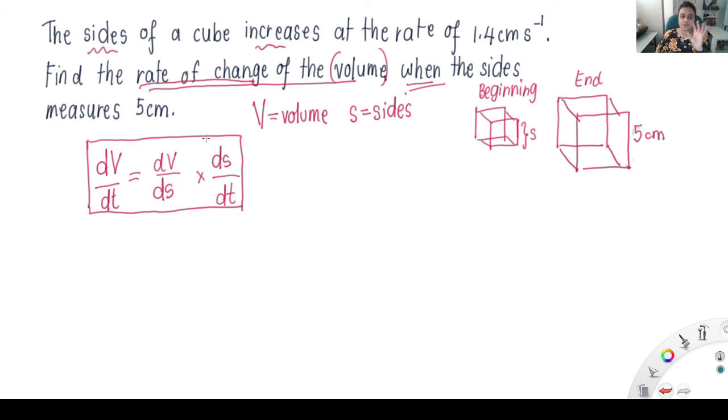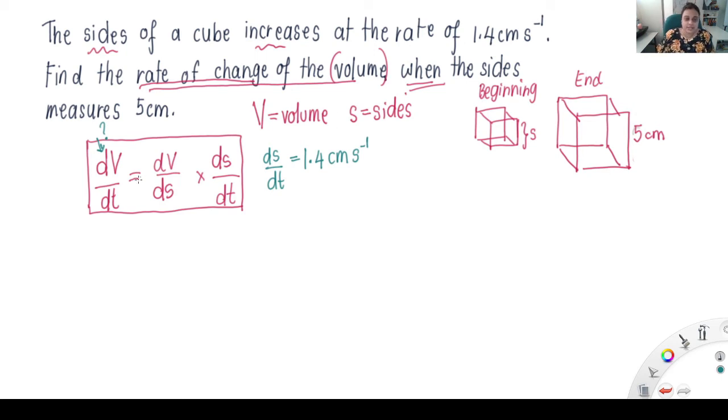Let's check what we already have for the formula, because we're supposed to find this one. So let's see what is given. The side increases at the rate of 1.4. So side is given, that means dS/dt is given, which is 1.4 centimeter per second. Done. So only dV/dS we don't have. So now how to find dV/dS?